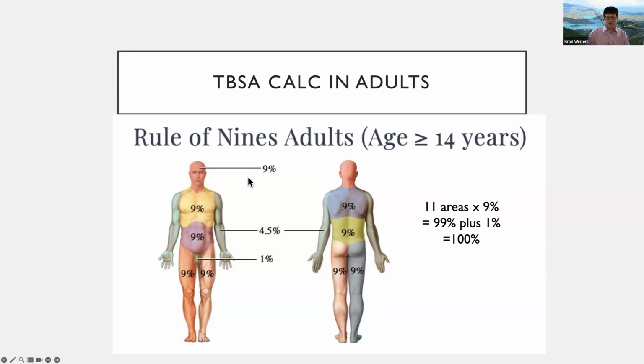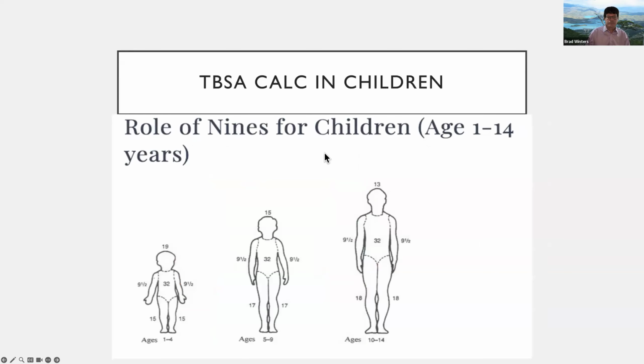And this applies to adults over 14 years old. Obviously, most places people aren't considered an adult till they're 17 or 18 or sometimes even older. But because 14-year-olds generally are of adult size, if the patient is over 14 years old, we usually apply this rule of nines.